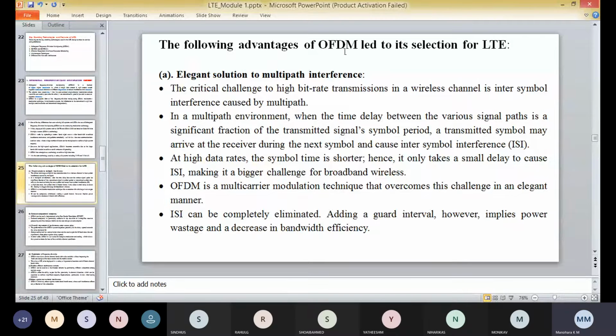The following advantages of OFDMA led to its selection for the LTE. Here we have nine advantages. What is the first one? It is an elegant solution to multipath interference.